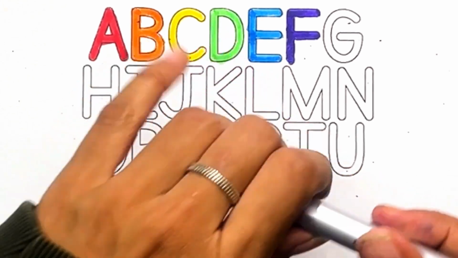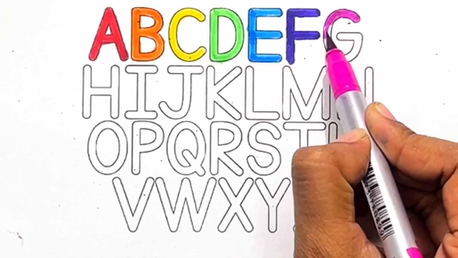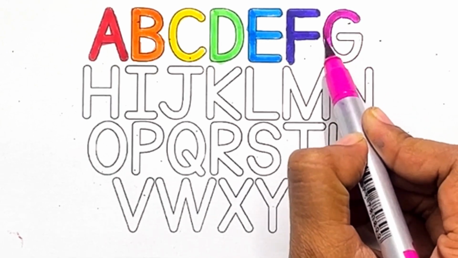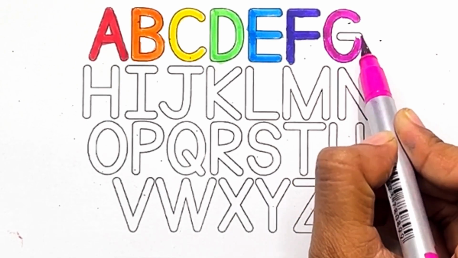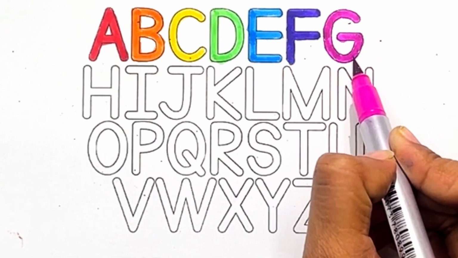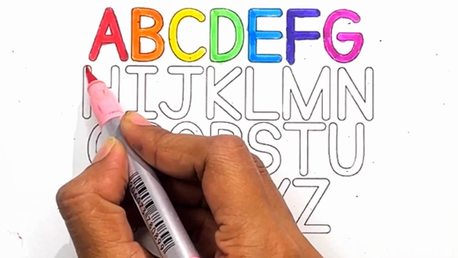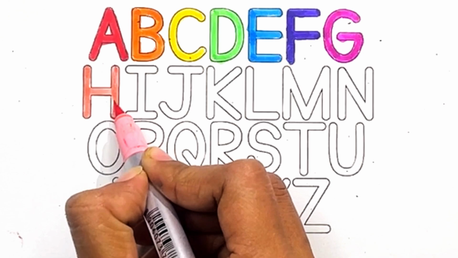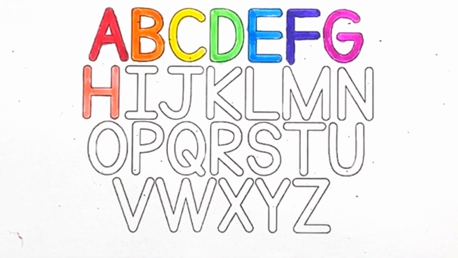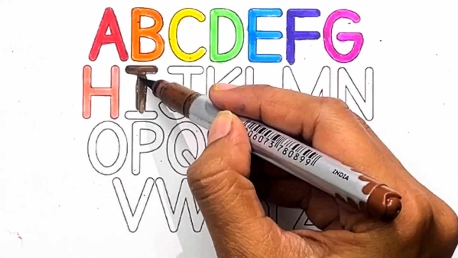Pink color, G for grapes. Light pink color, H for house. Brown color, I for ice cream.